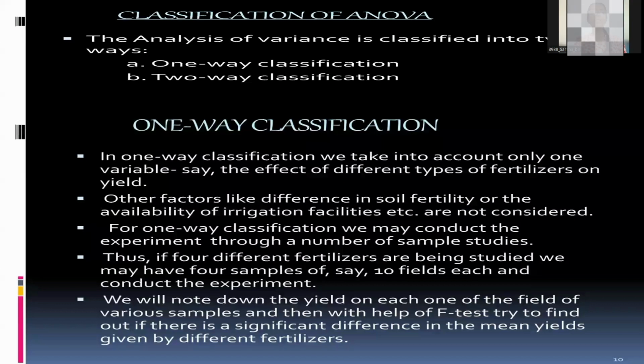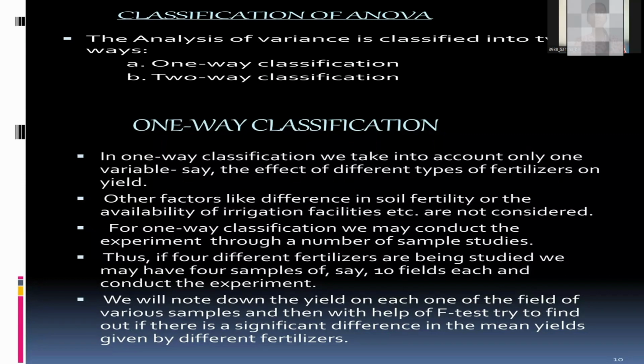When it comes to classification of ANOVA, the analysis of variance is classified into two ways, that is, one-way classification and two-way classification. One-way classification. In one-way classification, we take into account only one variable, say the effect of different types of fertilizers on yield. Other factors like difference in soil fertility or the availability of irrigation facilities, etc. are not considered. For one-way classification, we may conduct the experiment through a number of sample studies.